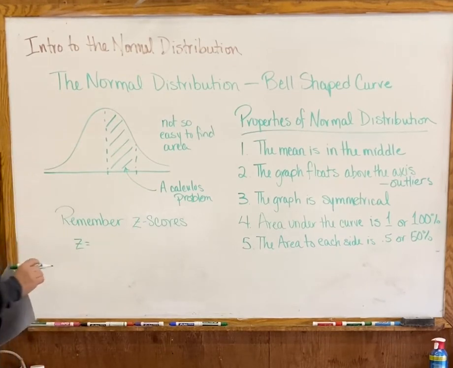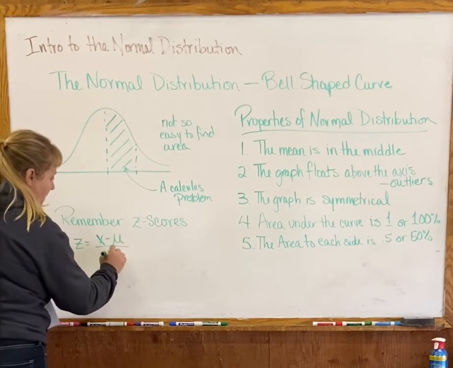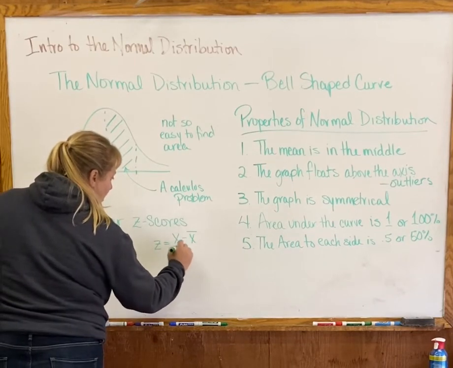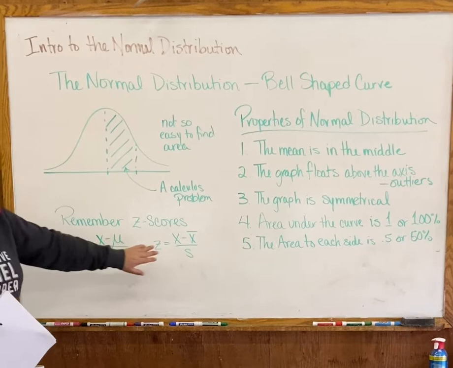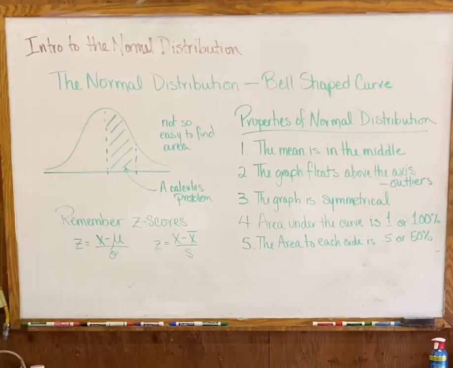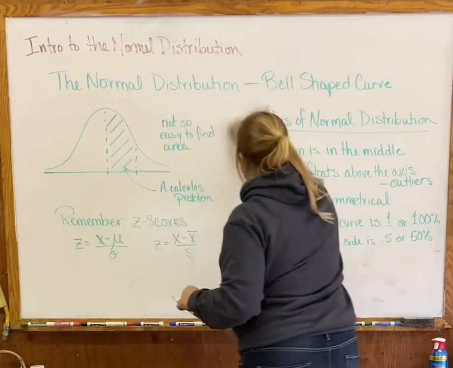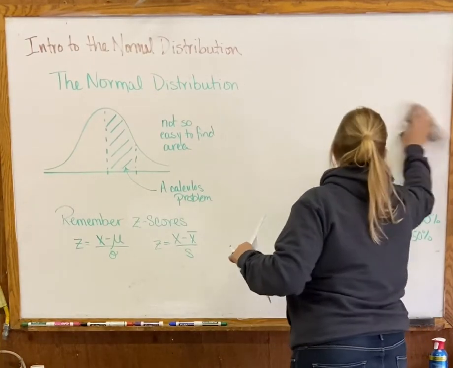So z equals, and you should have this in your notes somewhere, but we'll write it again, either x minus mu over sigma, or z equals x minus x bar over s. It just depends on whether you're dealing with a population or a sample. Now, most of the time we're going to be here in this sample, but both formulas are basically the same. But now what's going to happen is that is going to change. We're going to change our graph a little bit to include these z-scores.